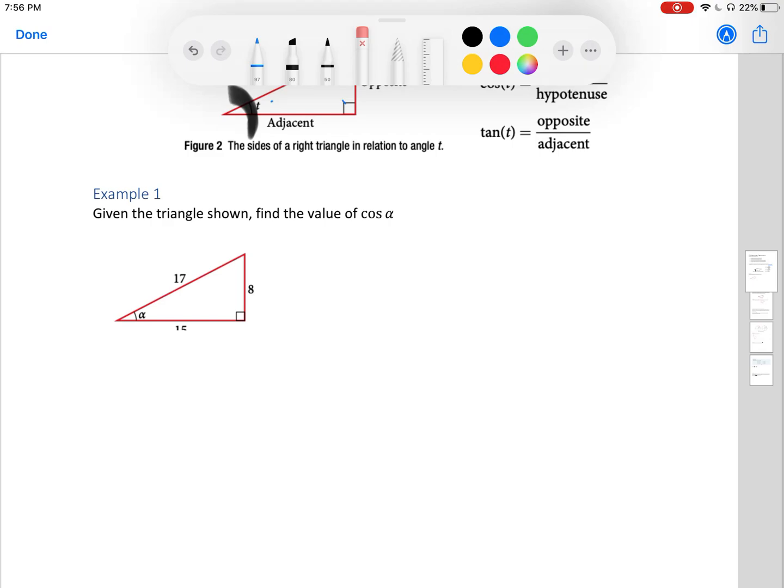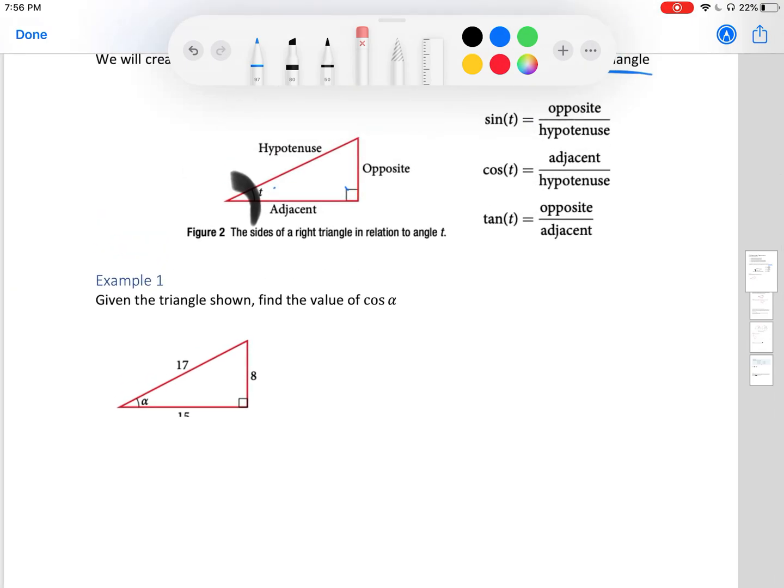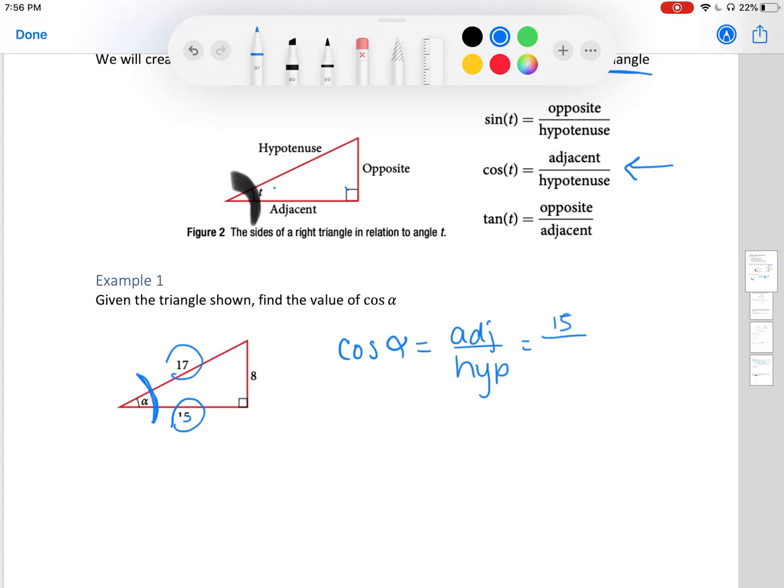Now, given the triangle shown, find the cosine of alpha. So here it's telling us to look at this angle alpha. If we want to find the cosine of the angle alpha, cosine is adjacent divided by hypotenuse. The adjacent side is 15, and the hypotenuse is 17. So cosine of alpha is 15 divided by 17.